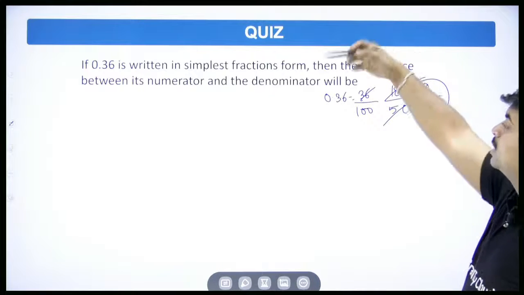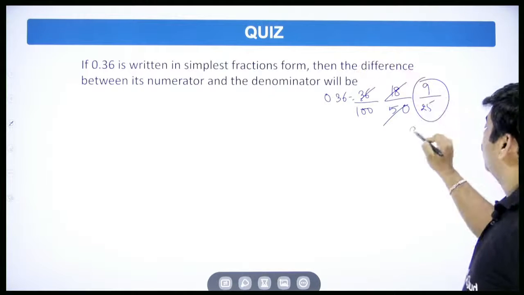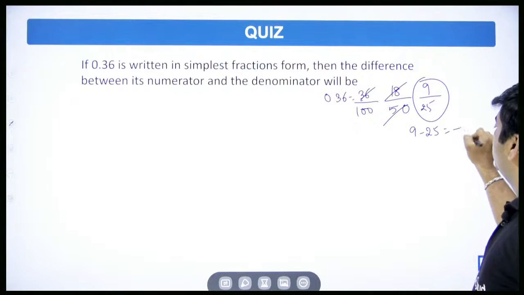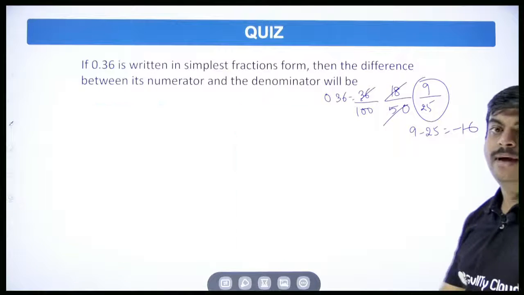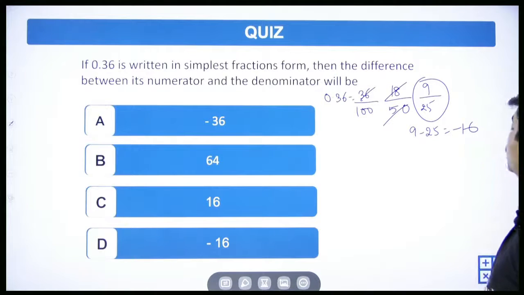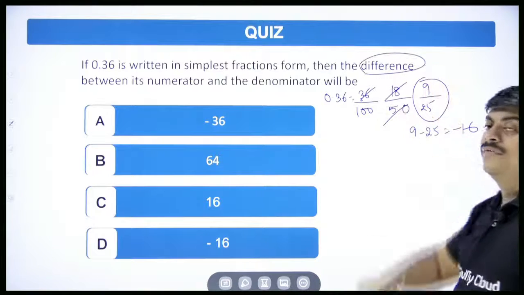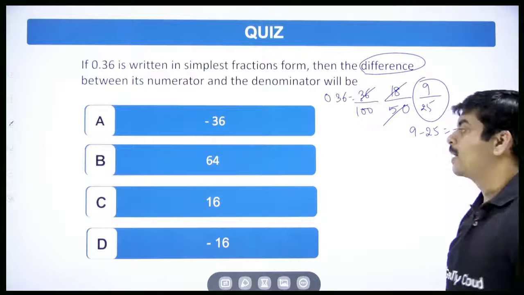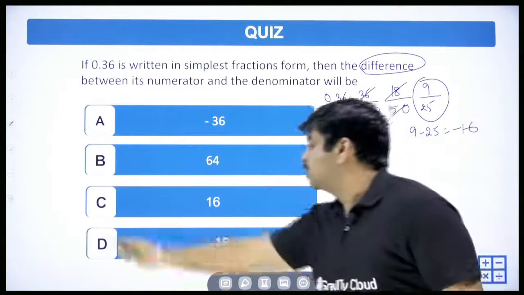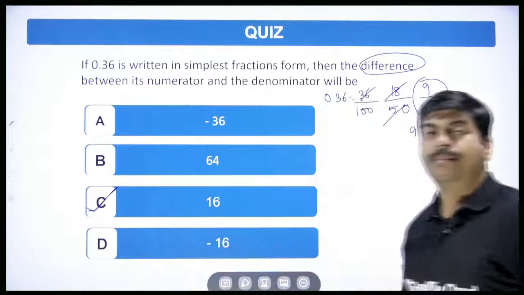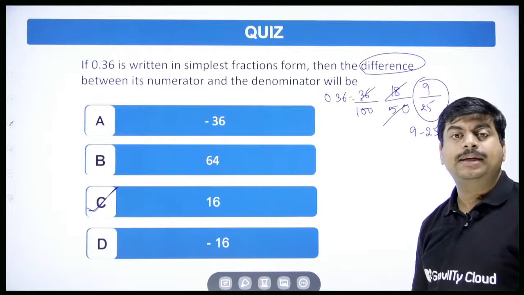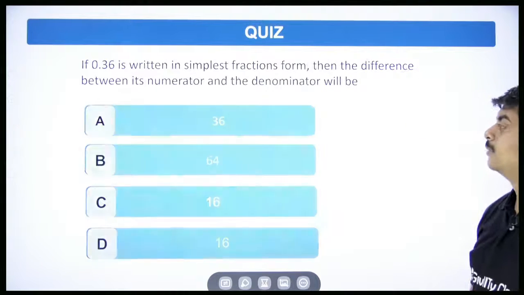Now what is the difference between its numerator and denominator? 9 minus 25 will give you minus 16, right? When you talk about difference, the difference is always a positive quantity, so the difference of these two numbers will be 16, right? Next one.